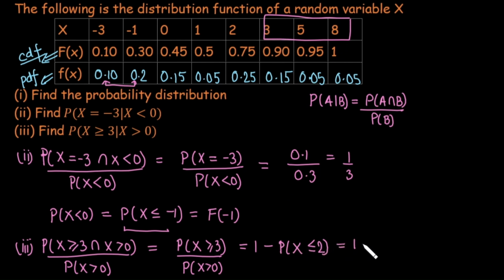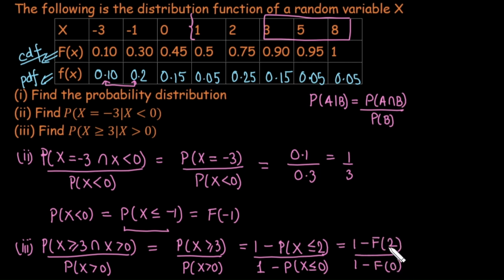And we can write this as 1 minus F of 2, divided by, again, we can write this in terms of CDF. How will you write it? x greater than 0 means we are taking the values from 1 to 8. If we have to write it in reverse, it means 1 minus probability x less than or equal to 0. Now we will take 0 here. Here 0 was not included, here we will include it. So this is equal to 1 minus F of 0.